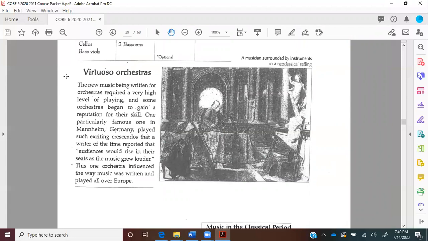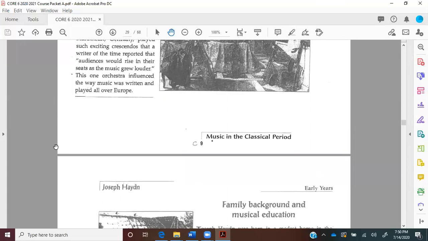And the new music being written for orchestras required a very high level of playing, and some orchestras began to gain a reputation for their skill. One particularly famous one in Mannheim, Germany, played with such exciting crescendos that a writer of the time reported that audiences would rise to their seats as the music grew louder. This one orchestra influenced the way music was written and played all over Europe.